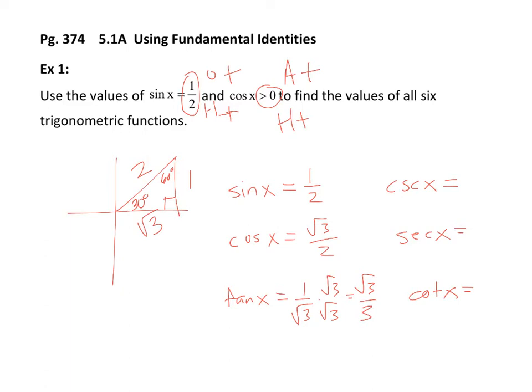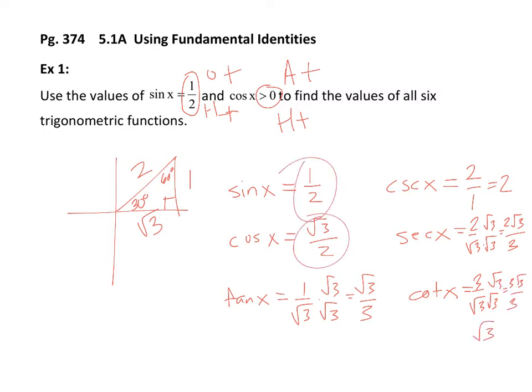So it's going to be 2 over 1, which is 2. Here I have 2 over square root of 3. Rationalize the denominator, which is 2 square root of 3 over 3. And the cotangent of x, which is 3 over square root of 3. Rationalize the denominator, and I get 3 square root of 3 over 3, which is square root of 3. All right? So those are my answers for the 6 trig functions.